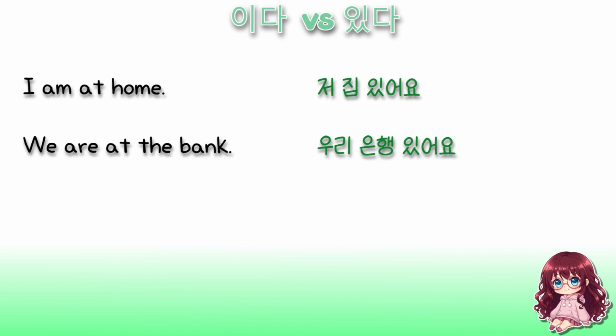Again, there's a few particles missing to make this perfect, but my focus is more on what 있다 does in terms of is. These translate to I am, we are. But the literal translation would be I exist at home, we exist at the bank. It's kind of funny, right? That's why you shouldn't take translations so literally, but it's easier said than done.